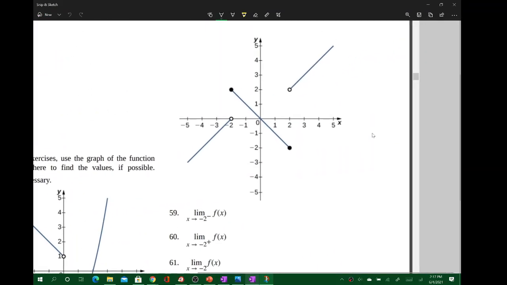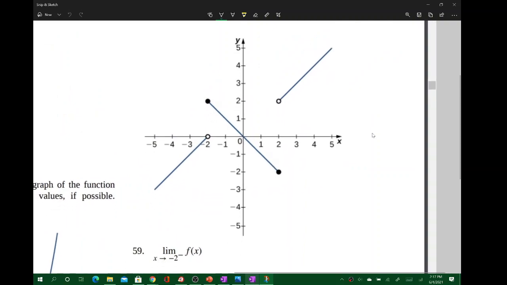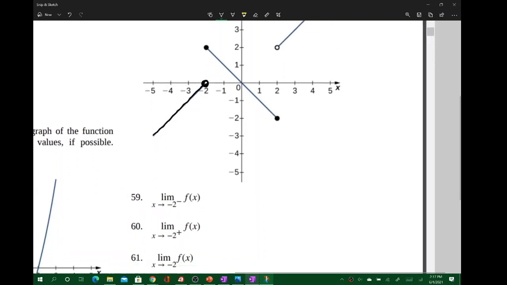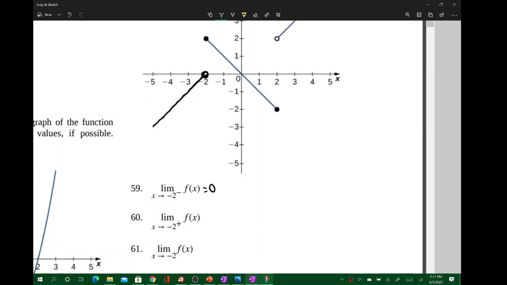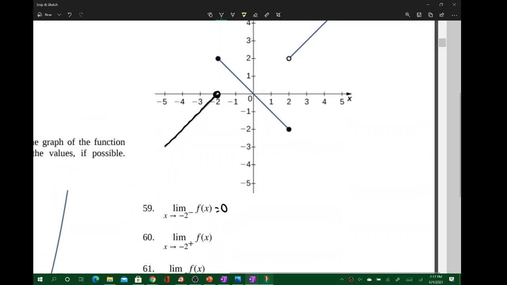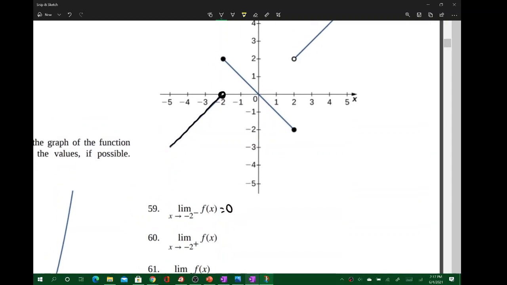So here it says the limit as x approaches -2 from the left of f of x. So what we're going to do is go from the left-hand side. We're going to trace our pen like this, and we see that it approaches 0. So this one is equal to 0. Now it says the limit as x approaches -2 from the right. So we're going to go from the right-hand side, to -2. This one approaches 2.